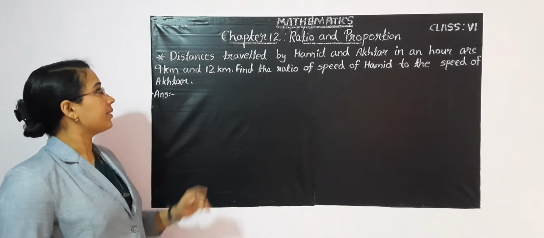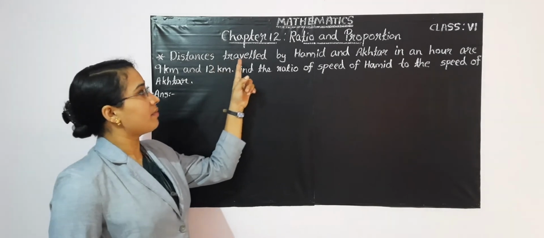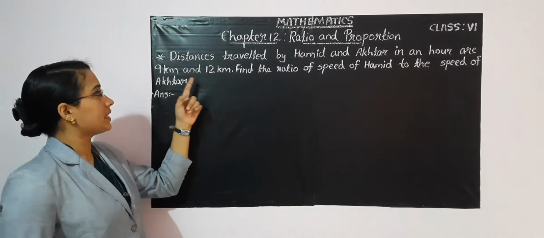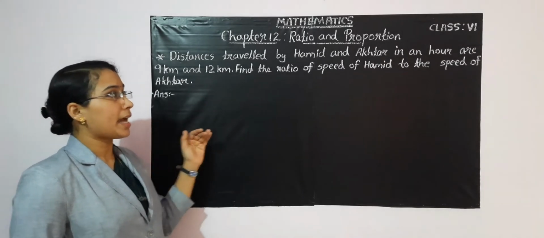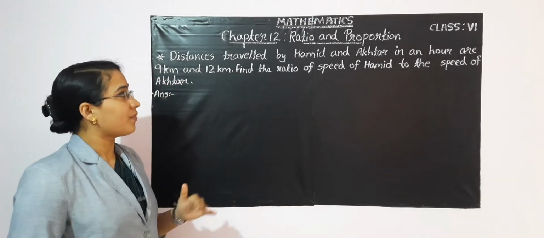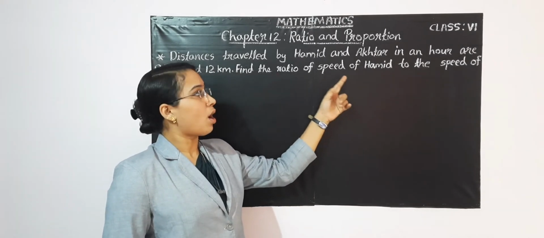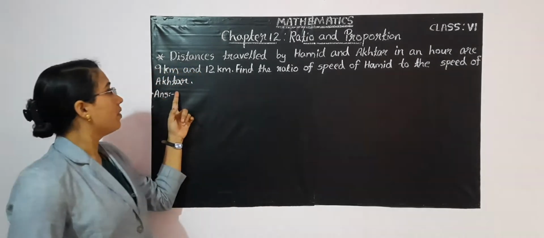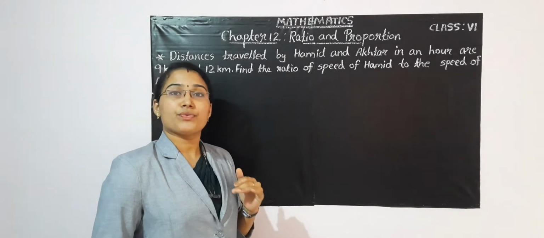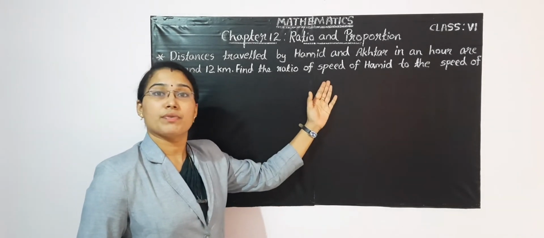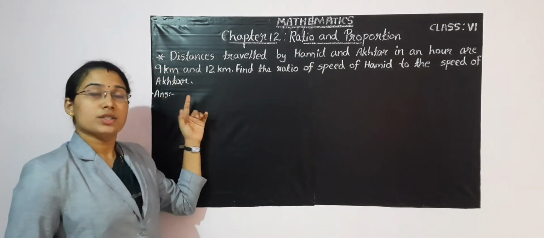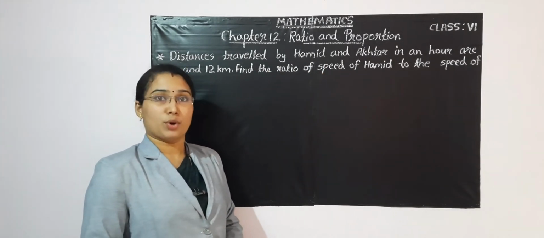So in this question, distances travelled by Hamid and Akhtar are given, that is 9 km and 12 km. The time is also given, that is in an hour, which means 1 hour. Then we want to find the ratio of the speed of Hamid to the speed of Akhtar. But in this question the speed is not given. So for finding the ratio of speed, first we want to know the speed of Hamid and Akhtar. For that we need to use one formula.